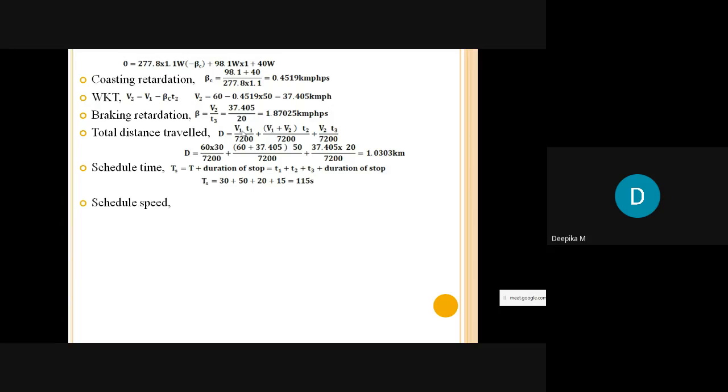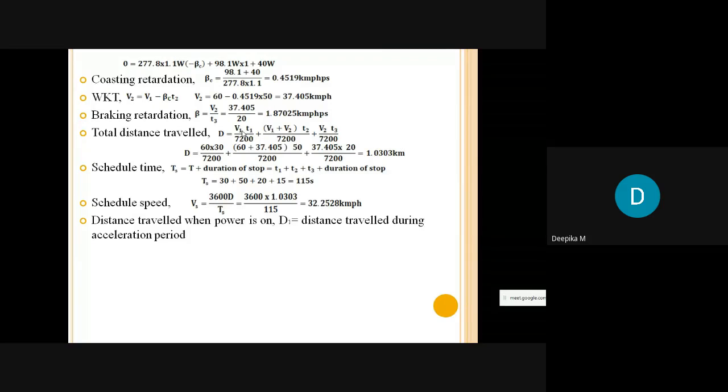Scheduled speed is nothing but what? It is Vs is nothing but 3600 D by Ts. Hence it is 32.2528 kilometer per hour. Hence we have done with the one part of the problem. So let us move on to the next part of the problem.